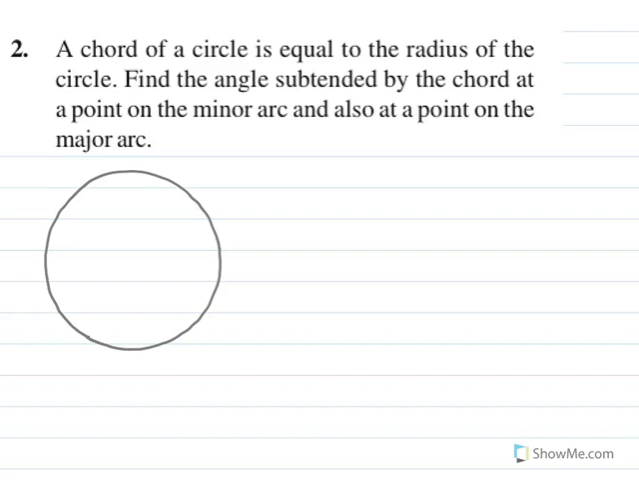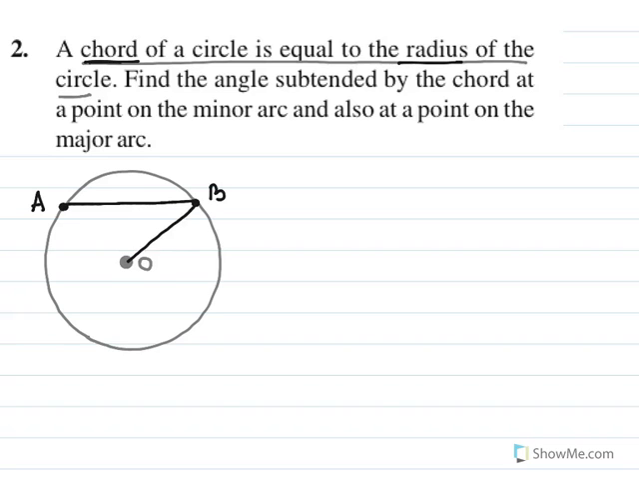A chord of a circle is equal to the radius of the circle. So let's draw. Here we have a circle, and this is the center, we call it maybe O, and we have the chord of a circle which is equal to the radius. So this is my chord, and this chord is equal to the radius. Here is my radius, OB, OA is my radius. So all these are equal.